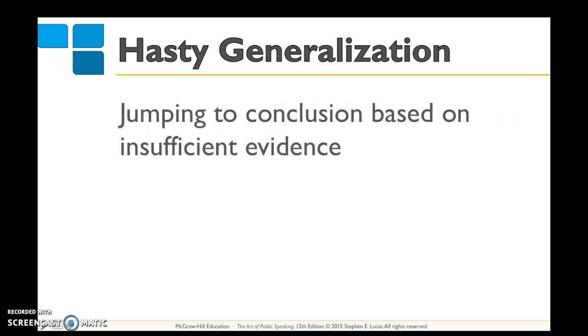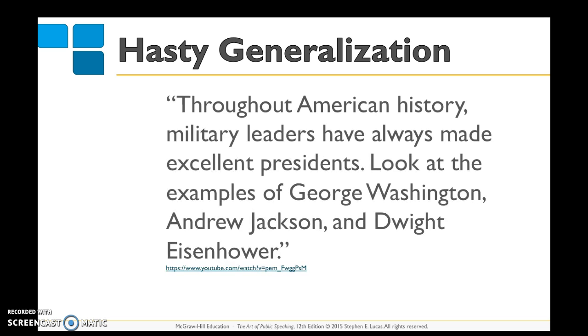So the first fallacy is hasty generalization. This is a common fallacy when you're using reasoning from specific instances, also called inductive reasoning. Hasty generalization occurs when a speaker jumps to a conclusion on the basis of too few cases or on the basis of atypical cases. So here's an example of hasty generalization.